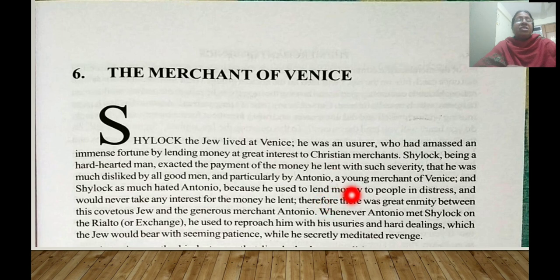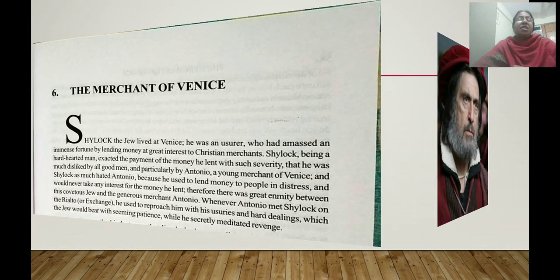And Antonio is another young merchant of Venice who used to give money when people were in distress. But that was not his original business. He had other businesses also. He would lend money but never take any interest. So we move on to the next page.